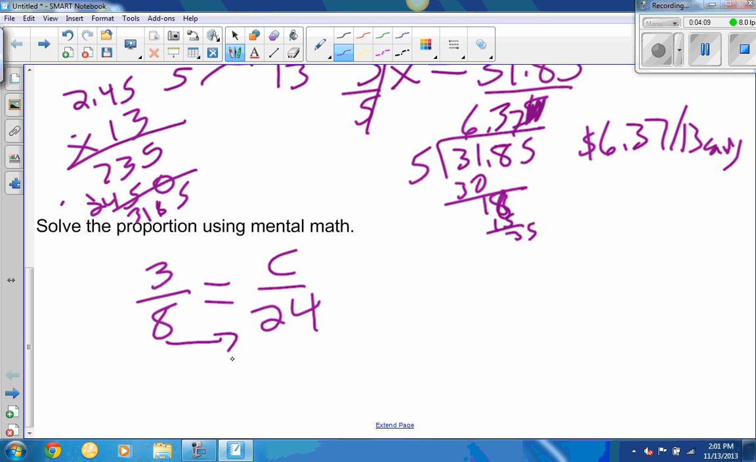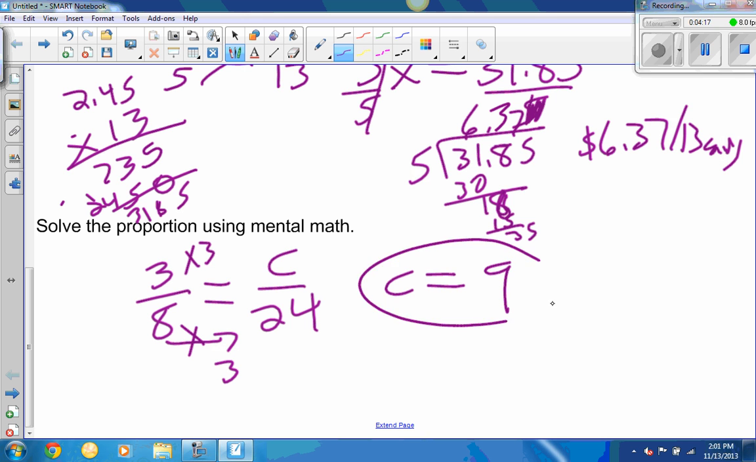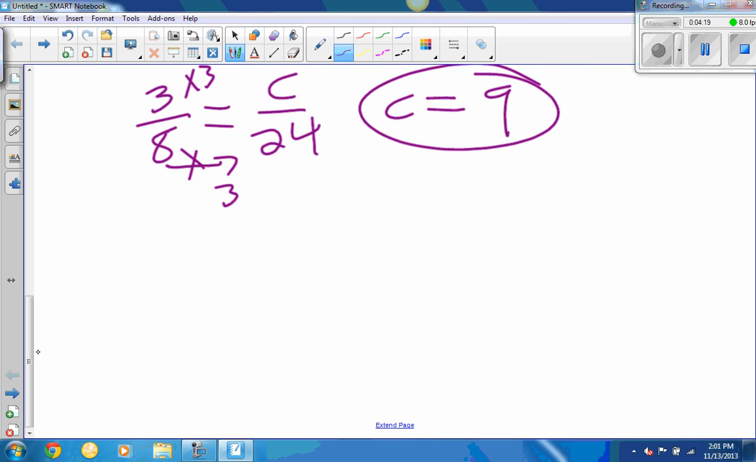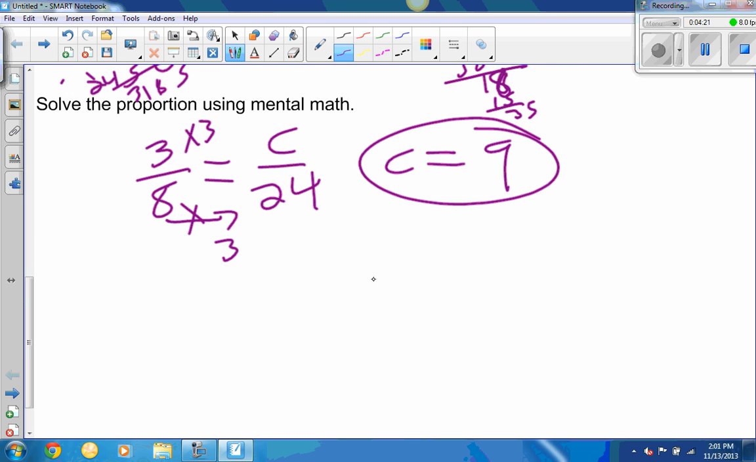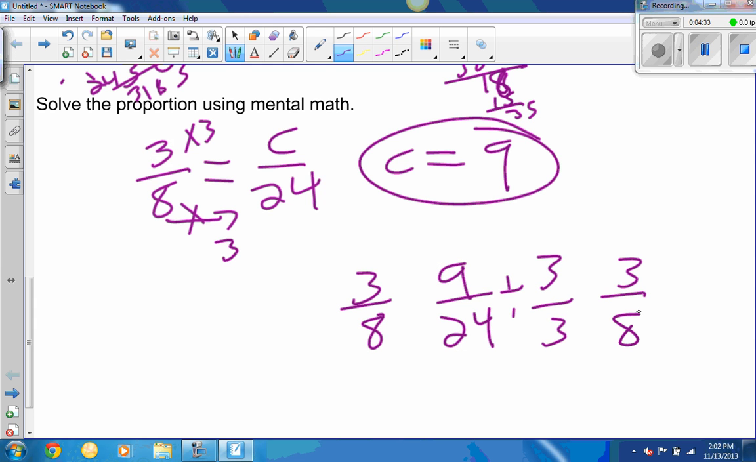So 8 goes into 24 how many times? 8 times 3, right? So then I have to go times 3 here. My c is 9, and I'm done. That's my answer. That's using mental math. How do you know if you're right? Does 3/8 and 9/24, do they reduce to the same thing? If I divide this by 3 and this by 3, what do I get? 3/8. So look at that. It does work. It is proportional.